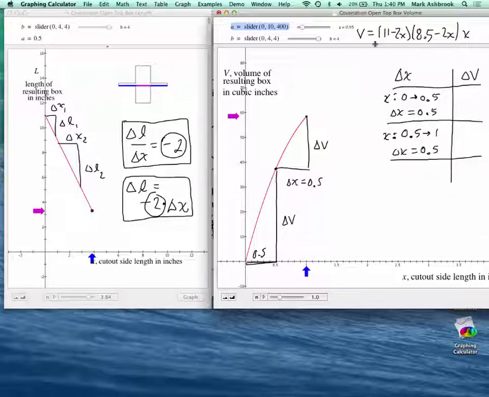I can take this delta x of 0.5, put it in here, and it'll give me the corresponding delta v.